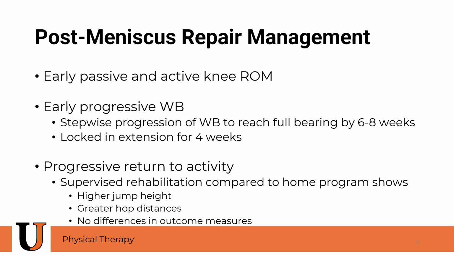Conversely, post-meniscus repair management is very conservative early on, and then it's followed by a relatively rapid progression and return to activity after that. A few of the basic principles that you'll follow post-meniscus repair include early passive and active knee range of motion as one of the emphases. Early progressive weight bearing is also important. It's typically a stepwise progression of weight bearing to reach full weight bearing by about 6 to 8 weeks.